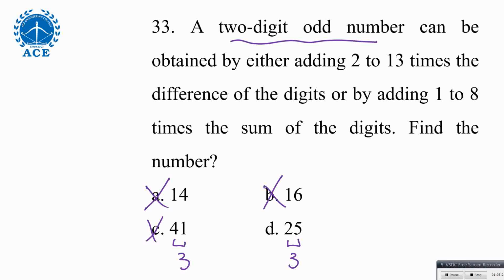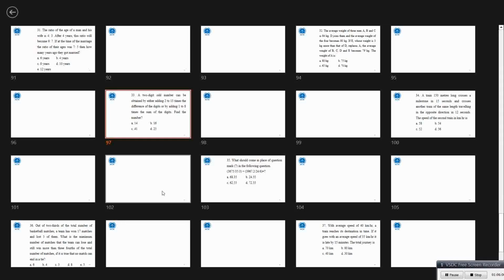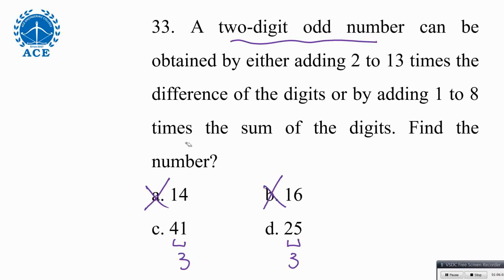By adding 2 to 13 times the difference of the digits. Difference of the digits is 3, so 2 to 13 times of that. Then, by adding 1 to 8 times the sum of digits, which is 5, 5 into 8 is 40. No, it's not. C is wrong for sure. C is correct. Okay.